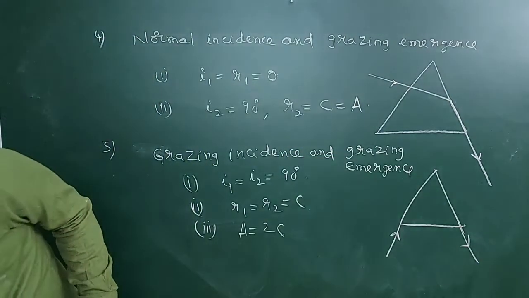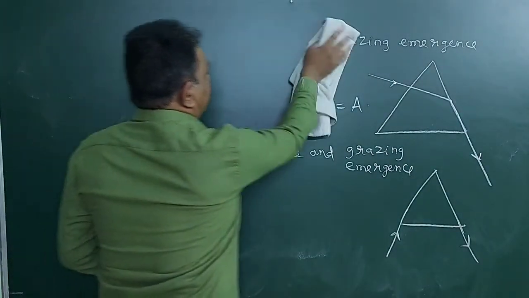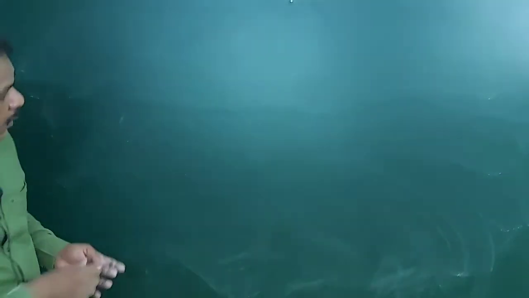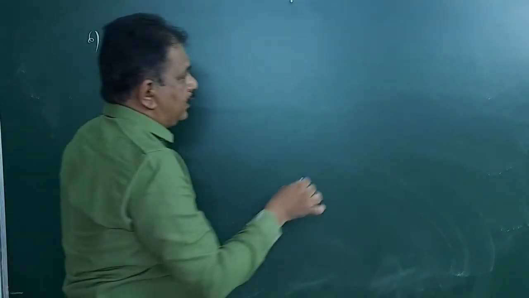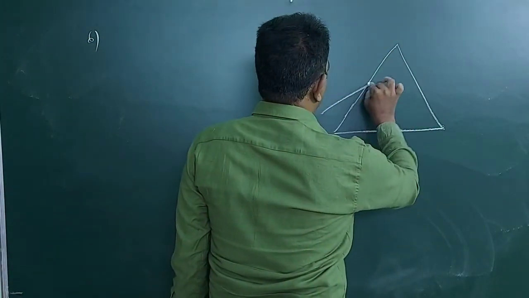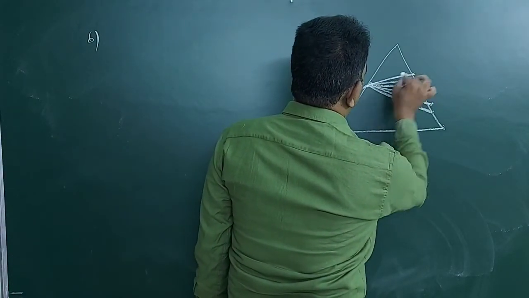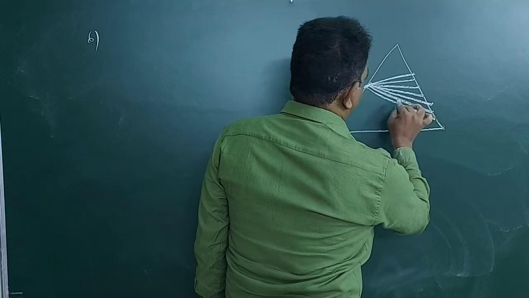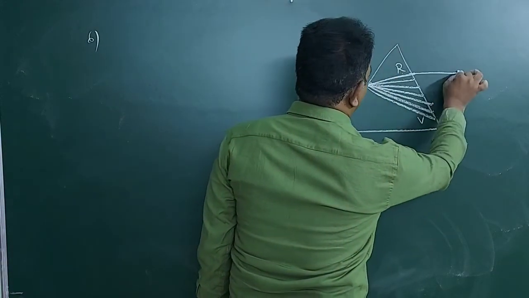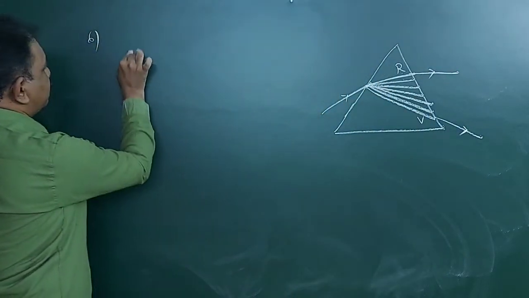Next, after finishing this, angular dispersion will come relating to prisms. When white light is incident on the prism, it will divide into 7 colors. 1, 2, 3, 4, 5, 6, 7. This is violet, this is red. So here angular dispersion.